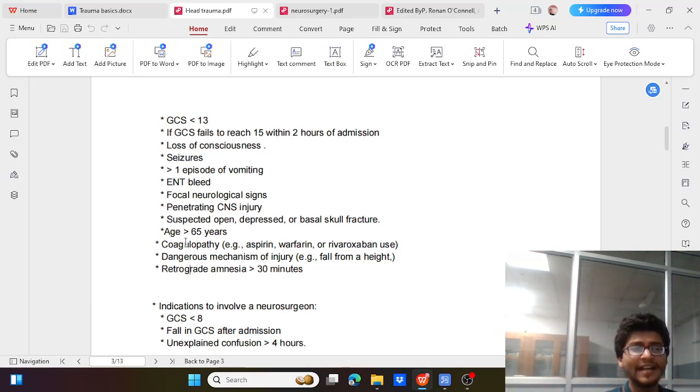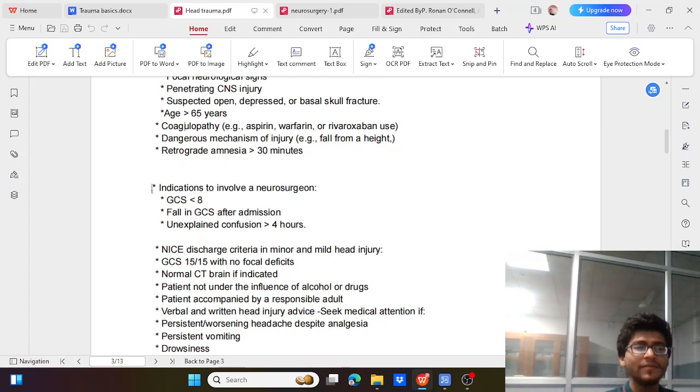So as per the NICE guideline, when should we definitely involve a neurosurgeon? When the GCS is less than 8, that is severe head injury. Fall in GCS after admission. So initially GCS was 15, now it has become 13 or 12. Then we should involve a neurosurgeon in the team for managing. And unexplained confusion of more than 4 hours. In these cases, we should involve a neurosurgeon.